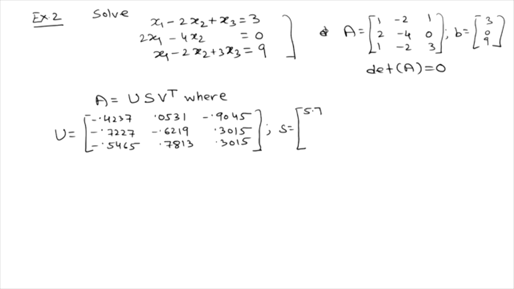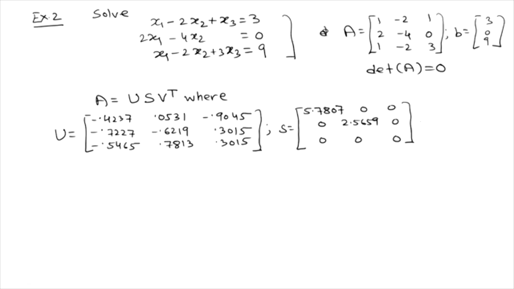So, first singular value is 0, 0, 0. Second singular value is 2.5659, 0, and then 0, 0. Third singular value is 0 because determinant is 0. So, at least one of the singular values will be 0.